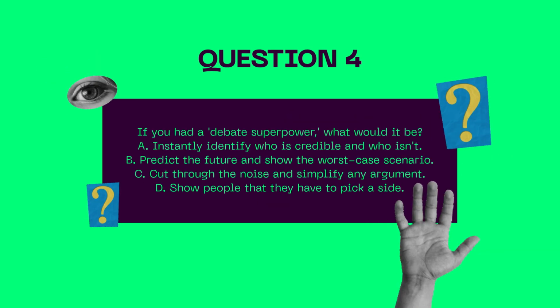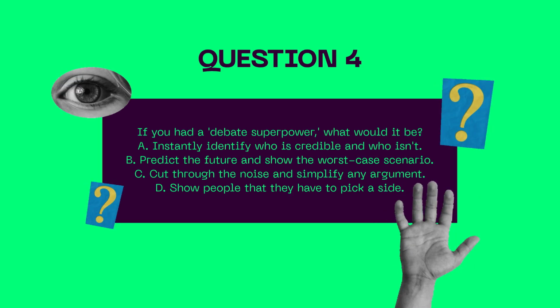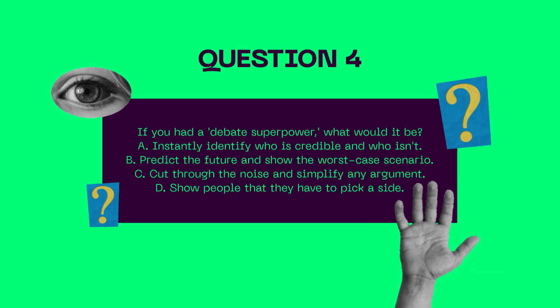Question 4. If you had a debate superpower, what would it be? A. Instantly identify who is credible and who isn't. B. Predict the future and show the worst-case scenario. C. Cut through the noise and simplify any argument. D. Show people that they have to pick a side.